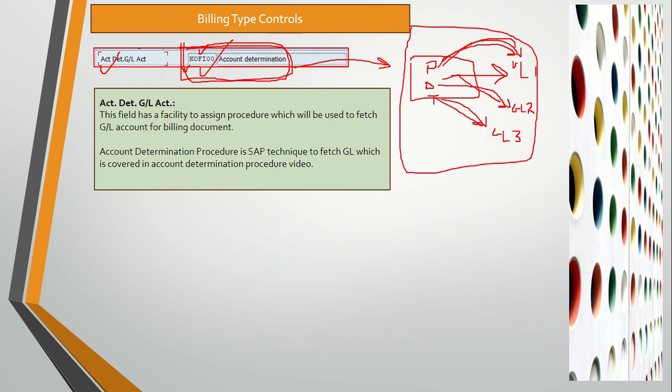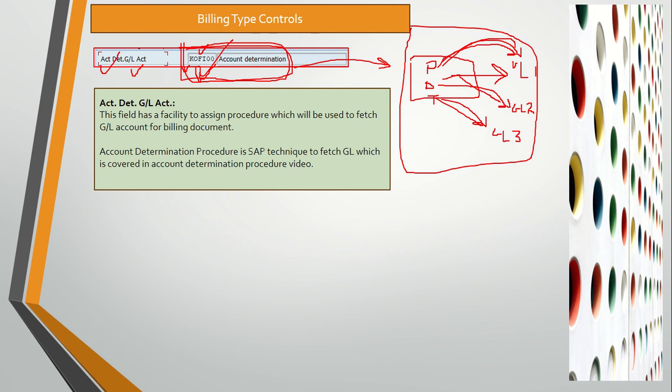But here, because we are working on billing type control, in the billing type this determination rule is to be assigned. Once any billing document type is assigned with this account determination, the system comes to know that if billing F2 is created, then with the help of this account determination rule, it has to post the amounts and all accounting-related things in different GLs.